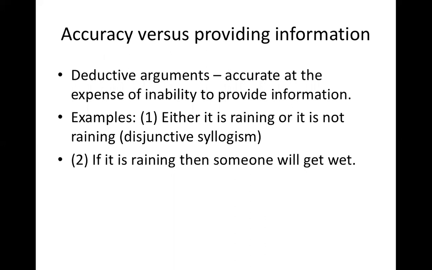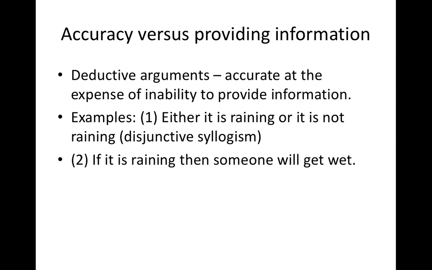Now, let's look at the first one. Deductive arguments are accurate at the expense of the inability to provide information. So deductive arguments may be correct as mathematical equations, but they are not able to provide you with valuable information about the world, or new information that you can work with.